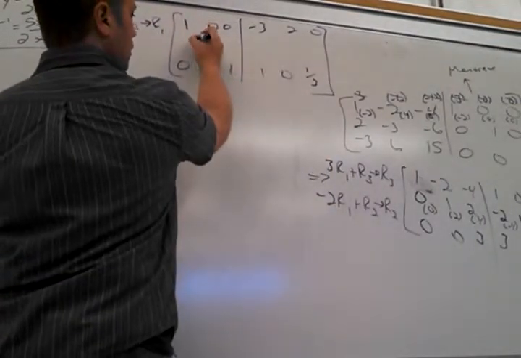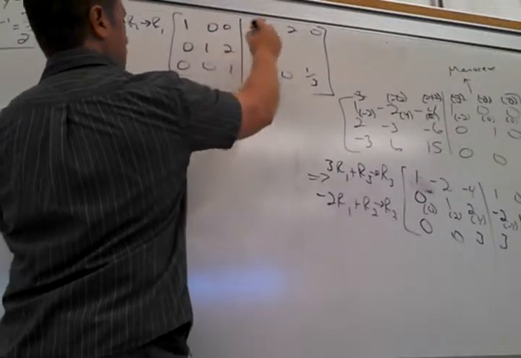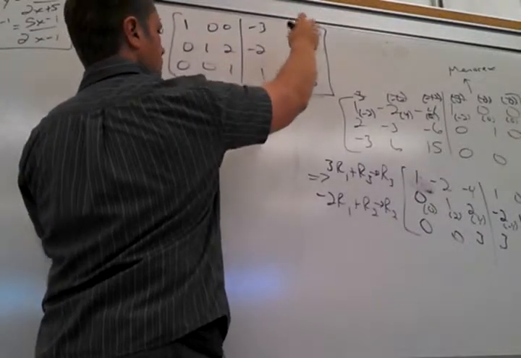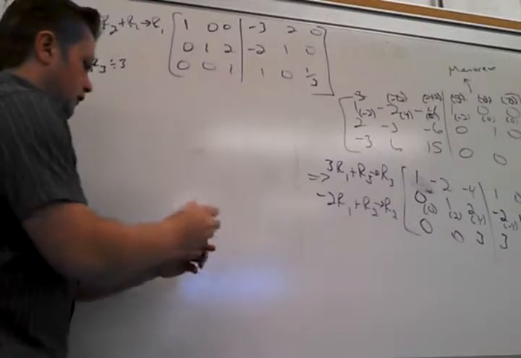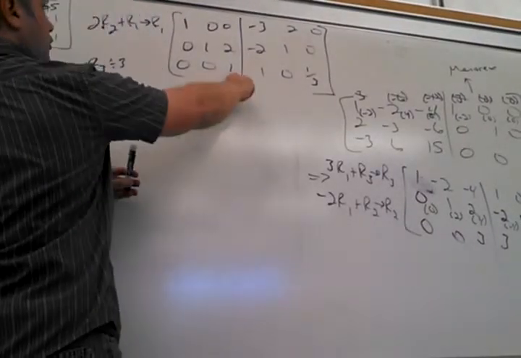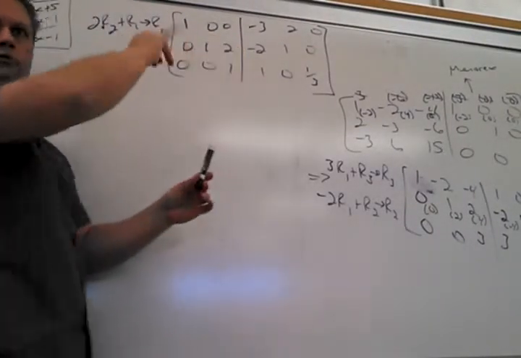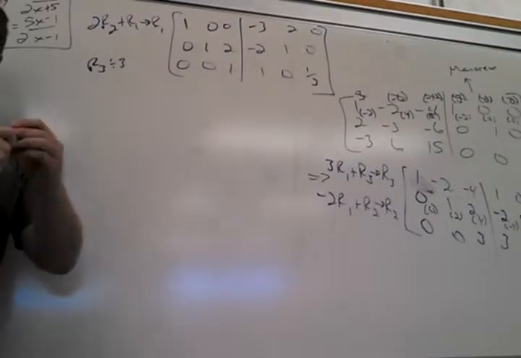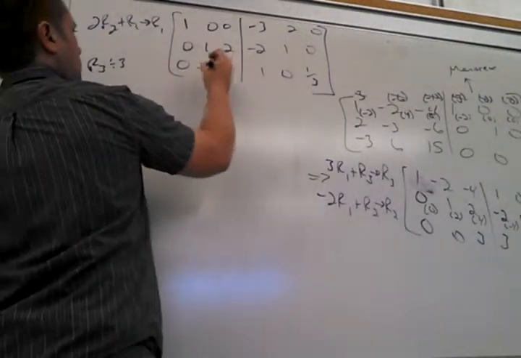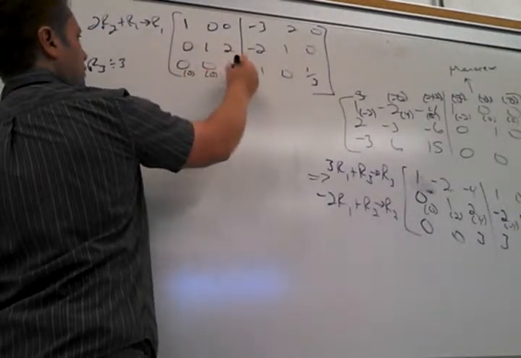And then the middle row, what can I do to kill that 2? Multiply row 3 by negative 2 to kill him. You all good? Going a little bit fast, but hopefully everybody's decently comfortable with this.